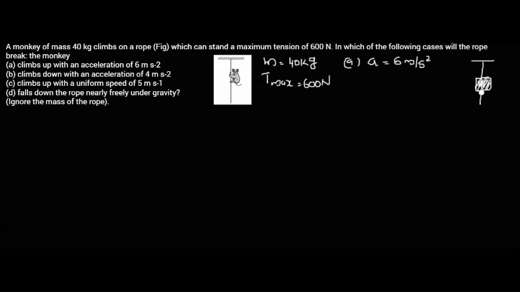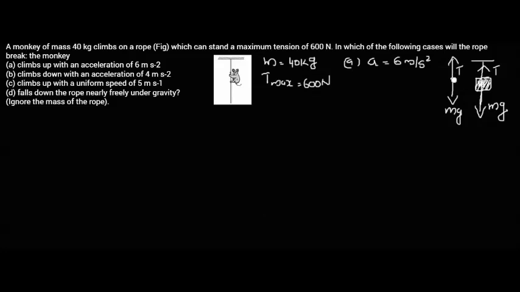And how many forces are acting on the monkey? Two forces. One is the weight of the monkey, which is acting in the downward direction, and the next force is the tension in the string, which is acting in the upward direction. So only two forces are acting on the monkey, that is mg in the downward direction and the tension T.